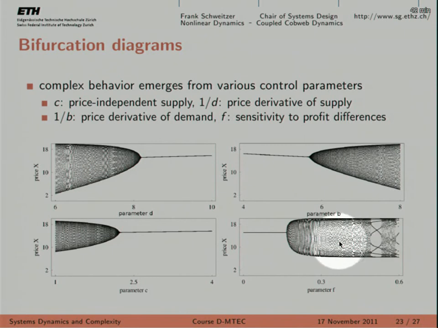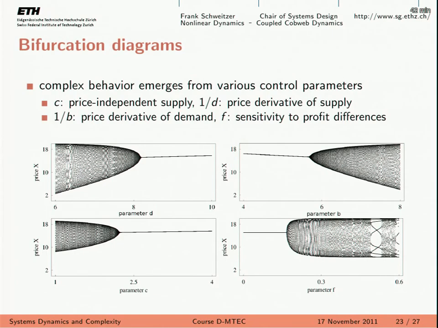Okay? The parameter B, what was the parameter B? Parameter B was the price derivative. In fact, 1 over B was the price derivative, but that's the slope. Or 1 over B is the slope of the demand curve. Again, past some value of B, the price becomes chaotic. And if you look at this kind of funnel shape, it goes like this.